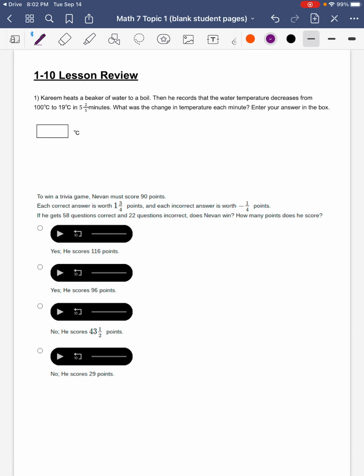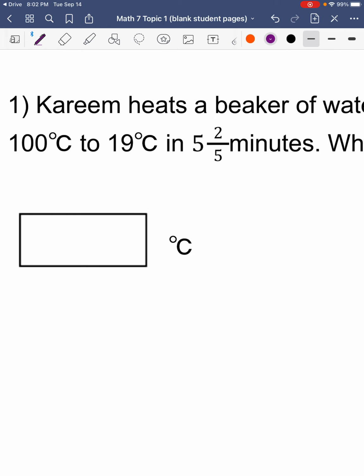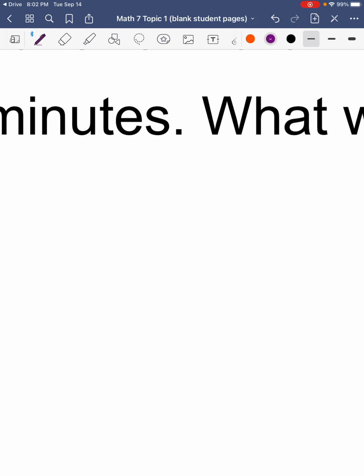Kareem heats a beaker of water to a boil. He then records that the water temperature decreases from 100 degrees Celsius to 19 degrees Celsius in 5 2/5 minutes. What was the change in the temperature each minute? Enter your answer in the box. Okay, well first we need to figure out the total change in temperature. And we know that it goes from 100 degrees Celsius to 19 degrees Celsius. So to figure out the total temperature change, I'm just going to subtract those.